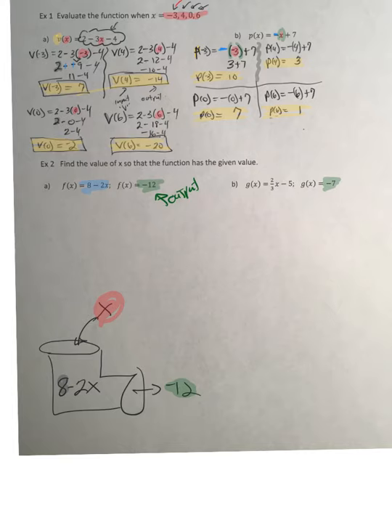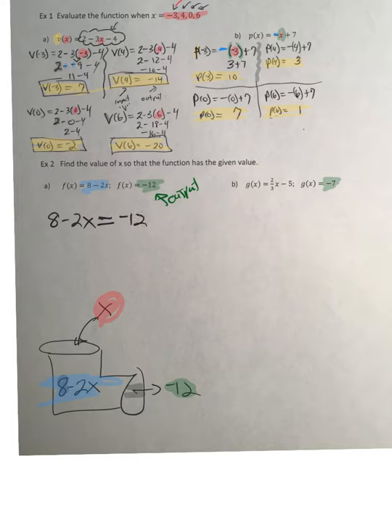So what we're going to do is copy the rule down. And we're going to say we want the rule, right? The rule is 8 minus 2x, and we want it to equal, or have an output of, negative 12. So what we're doing is we're setting up an equation.